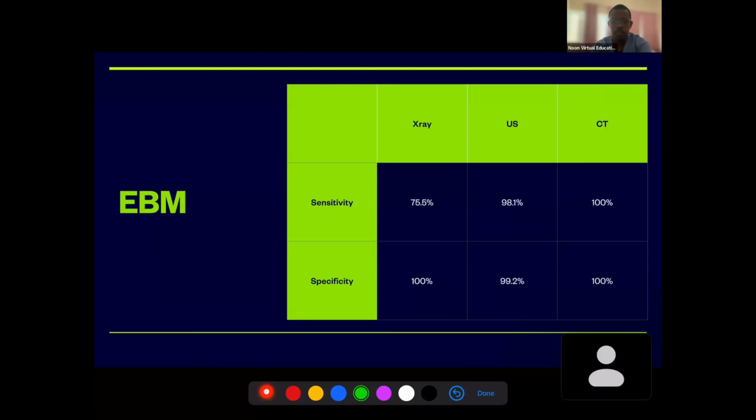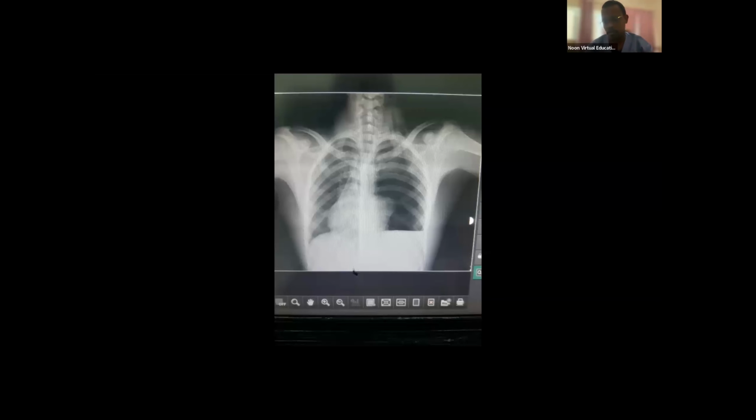For X-ray, the sensitivity is 75.5% and the specificity is 100%. But it differs because you have tension pneumothorax, simple pneumothorax, spontaneous pneumothorax, secondary pneumothorax, and primary pneumothorax. A lot of findings. So this sensitivity depends upon the patient, but it ranges between 75 and 80. It is a range, depending on the patient and on the cause of the pneumothorax.